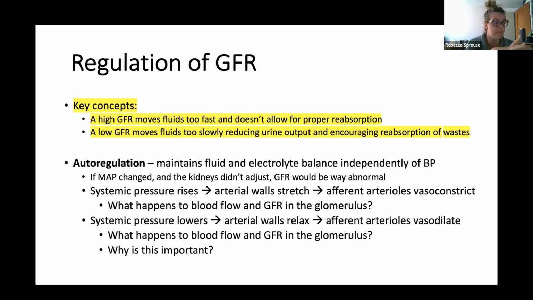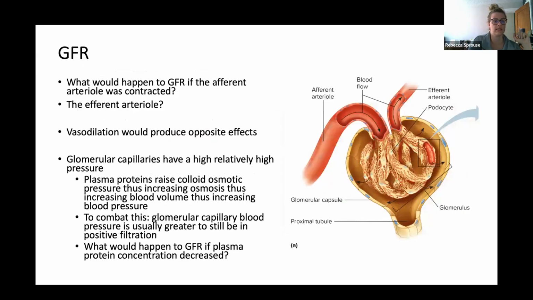So, for example, if the systemic pressure rises, let's say that your overall blood pressure rises, that stretches your arterial walls. We know that. And then normally our blood vessels in our body would vasodilate, right? To accommodate that high blood pressure, to reduce the peripheral resistance. Well, if our afferent arteriole expands, what's going to happen? If this also dilates, what's going to happen? More blood is going to enter the glomerulus and filtration could happen too quickly. We don't want that. Right?